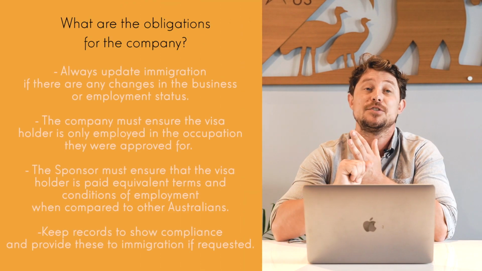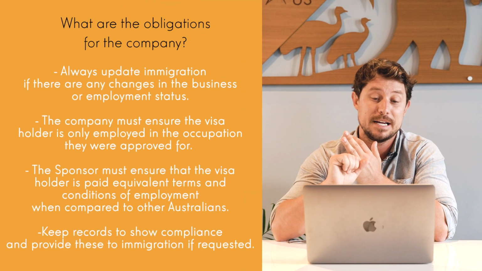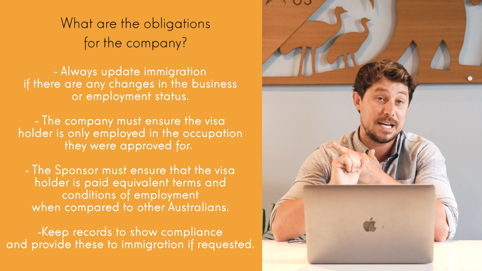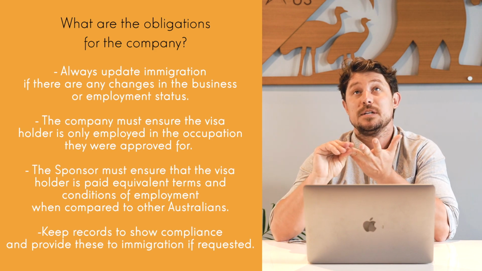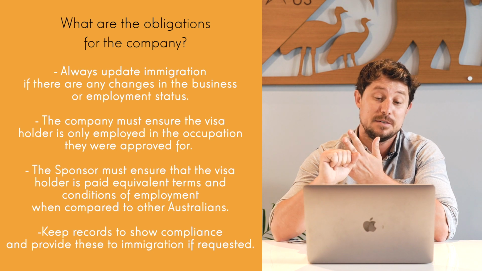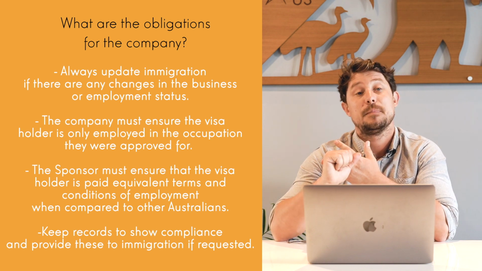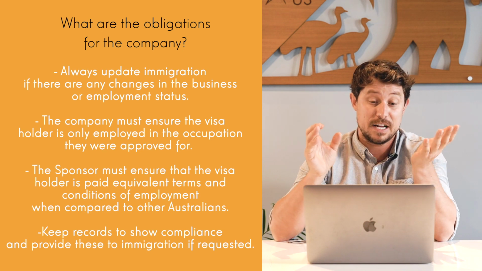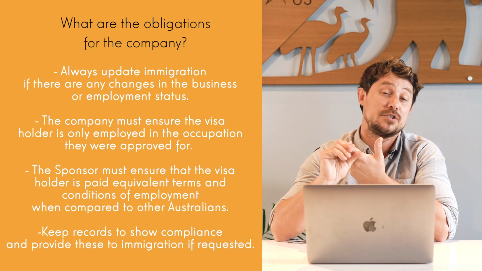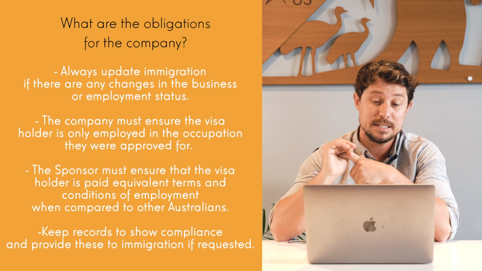Some of the obligations for a company, and I'll put a link below because it's quite lengthy and you can show it to your employer and go through everything. Essentially the company needs to agree to update immigration with any changes to the business. It must ensure that the visa holder is only employed in the occupation it was nominated for. It must ensure the visa holder is paid the equivalent terms and conditions of another Australian. And it must keep records and show compliance to immigration if they request.